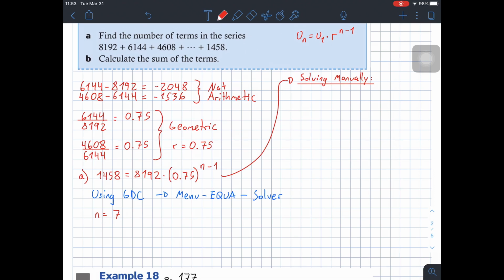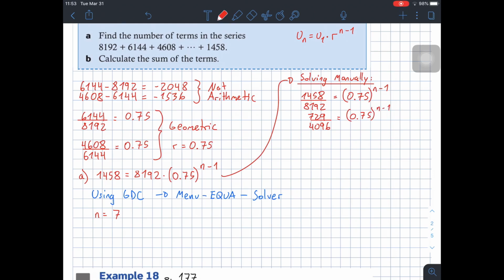So solving manually, first of all, we can divide 1458 divided by 8192. This would be equal to 0.75 to the power of n minus 1. We divide those terms, and this gives us 1458 divided by 8192, which is 729 divided by 4096, and this equals 0.75 to the power of n minus 1.